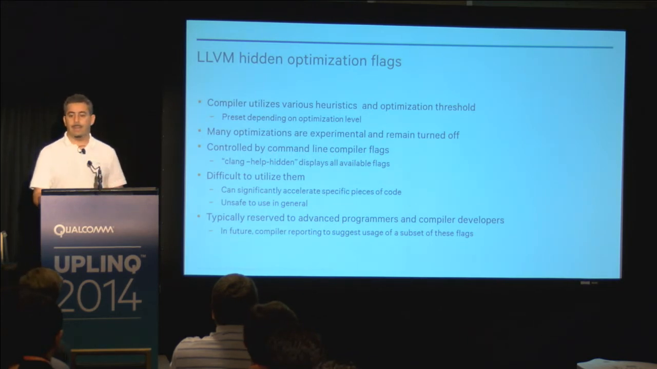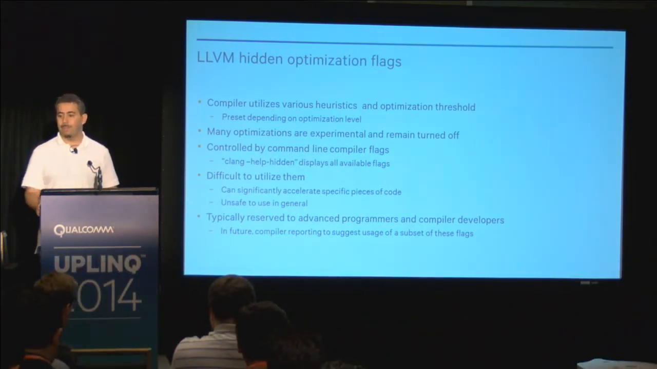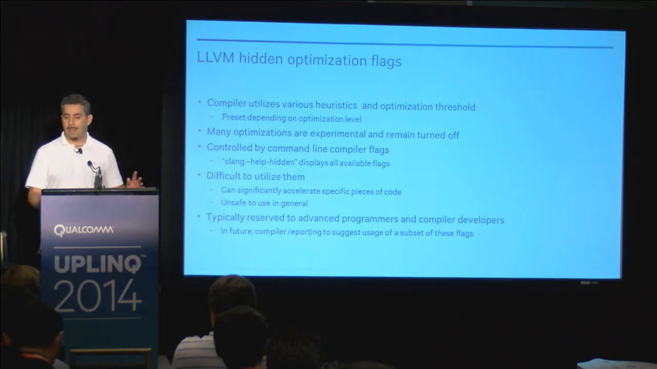You need to do clang help dash hidden. And they'll be printed and they'll have some description. It's not well maintained. This is not for beginners. This is really for the advanced programmer who understands compilers and understands a little bit what's going on.